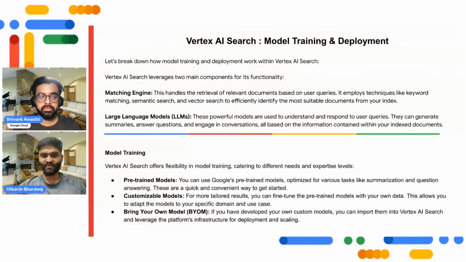Then comes the large language models. These powerful models are used to understand and respond to user queries. They can generate summaries, answer questions, and engage in conversations, all based on the information contained within your indexed documents.